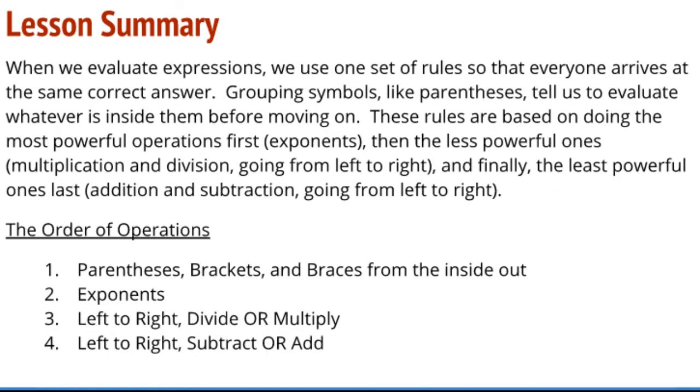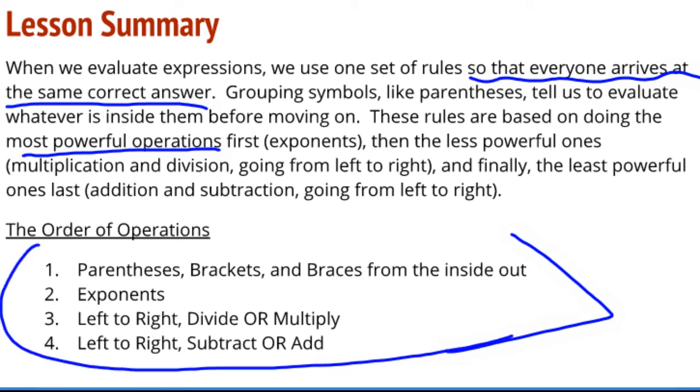All right, lesson summary. We've been through a lot here. When we evaluate expressions, we're going to use one set of rules so that everyone arrives at the same correct answer. The order of operations is something that mathematicians agree upon. Grouping symbols like parentheses, we take care of them first. And then we're going to do based on powerful operations. So the parentheses is our first thing. Then our next most powerful is our exponents. And then we've got multiplication, division, going from left to right. And finally, we've got our least powerful operations, addition and subtraction, going from left to right. Memorize it, commit it to memory.